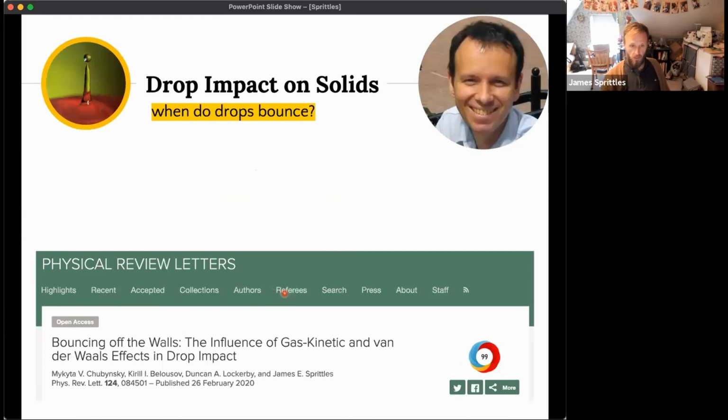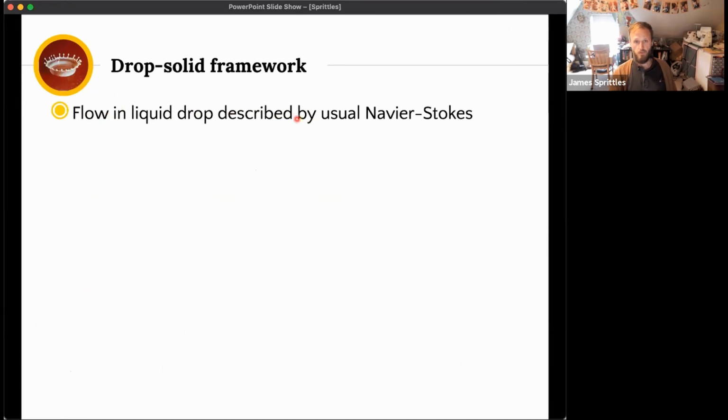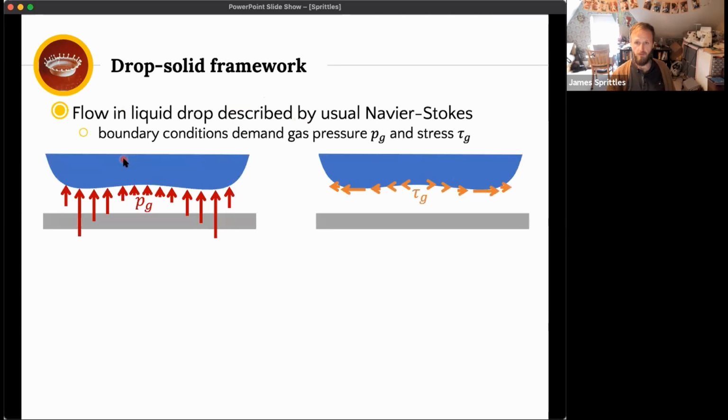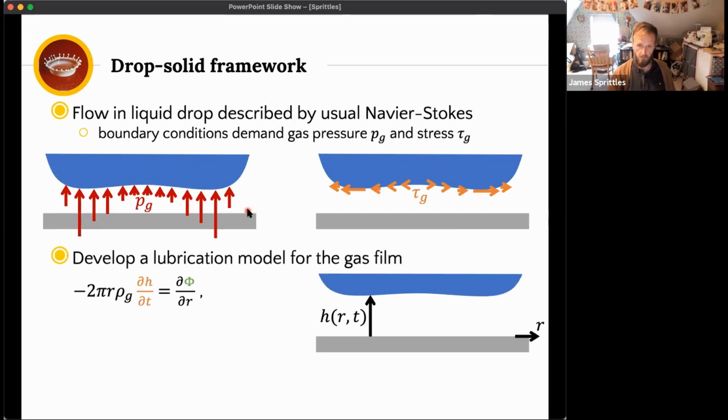So the first article I'm going to talk about, the lead author was Nikita Chubynsky, and this is going to be on why drops bounce off solids. Throughout this framework, which I'm going to build up, the liquid is perfectly well described by the Navier-Stokes equations. Everything in there is macroscopic. And as we know, the Navier-Stokes equations are going to require information from the gas on basically its pressure and its stress. So what we're going to try and build up is a lubrication model which gives us this information.